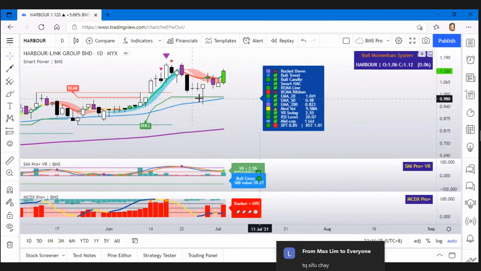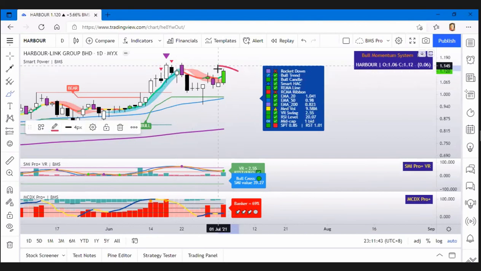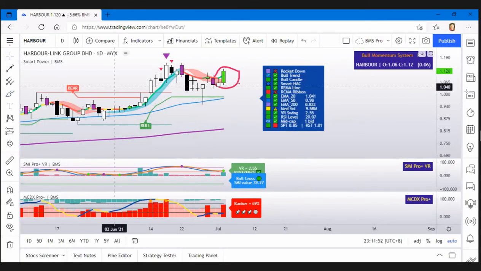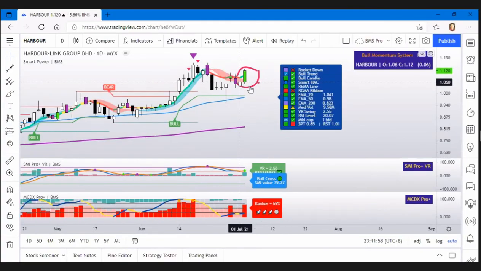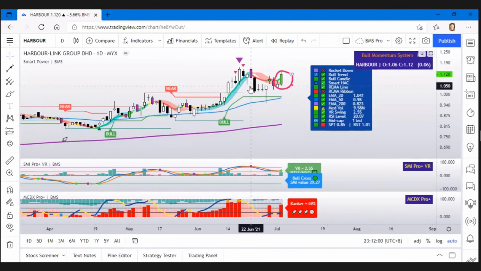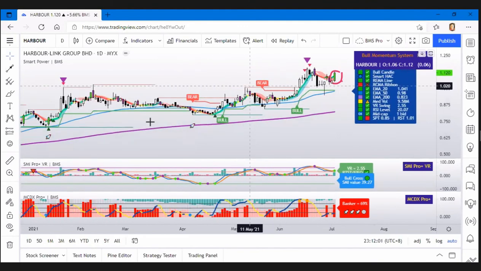Harbor, okay, we can see the bull signal here, the bull label, and then support here. And then we can see a green candle here. This is a bull candle. Bull trend, bull candle up, good. There is a high chance that Harbor will be able to move up higher. So Harbor is good. Technically, the chart setup is good and it is on an uptrend.